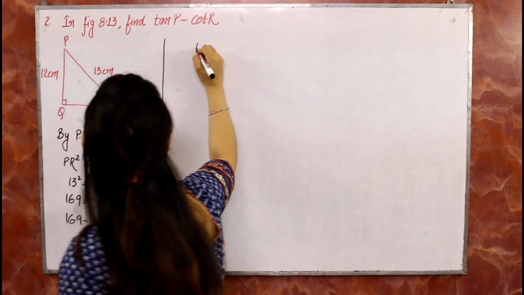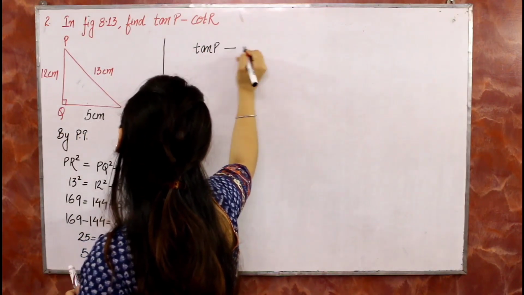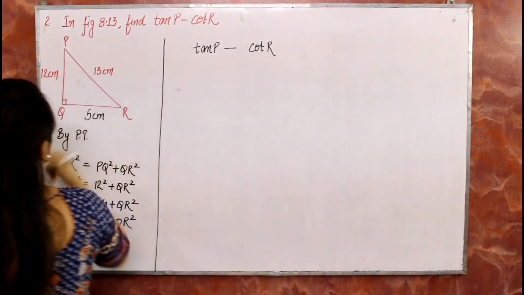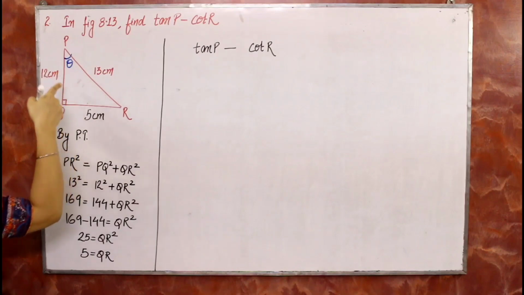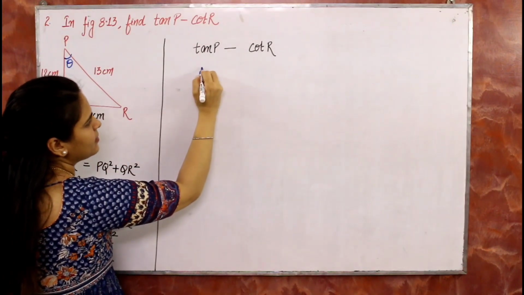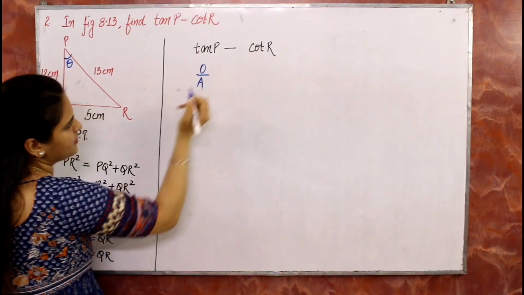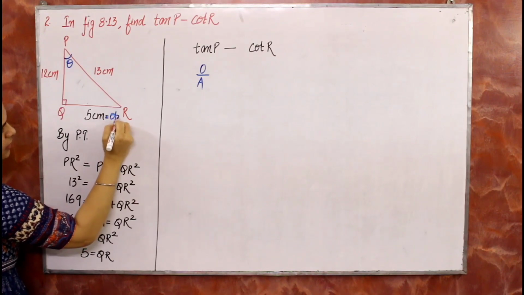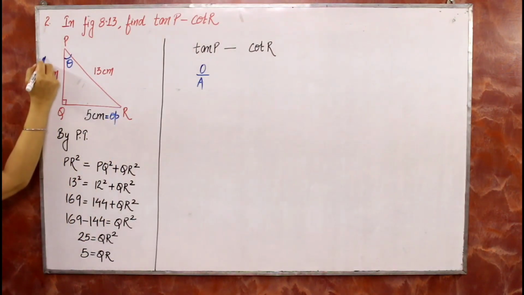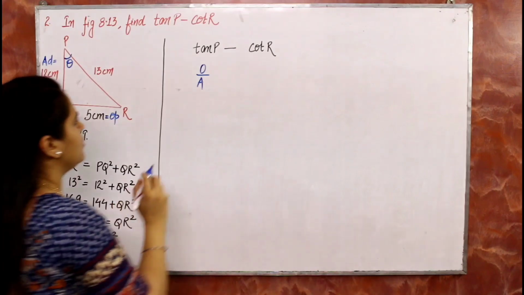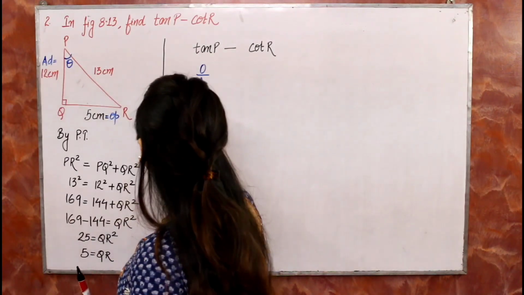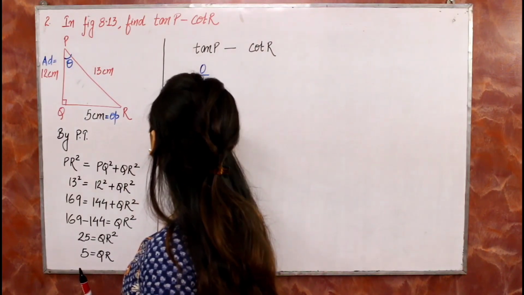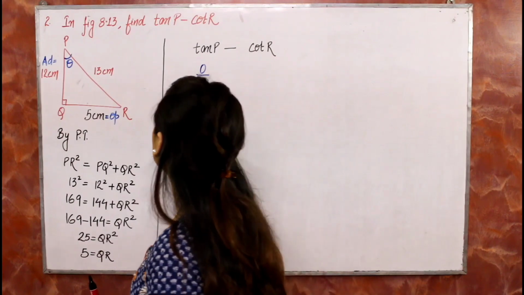After this you will find tan P minus cot R. Tan P, that means we are interested in this angle. This will be your theta. And the formula of tan P is opposite upon adjacent. The side opposite to theta is 5 centimeter, the opposite side, and this will be the adjacent side. So according to this, opposite is QR upon adjacent side PQ, and let's substitute its value.